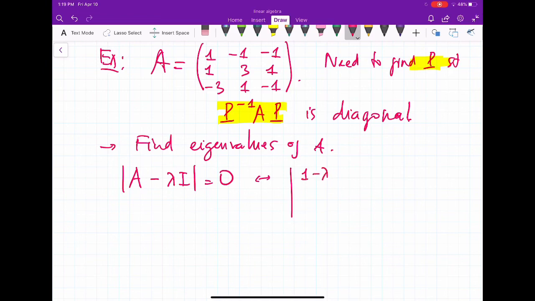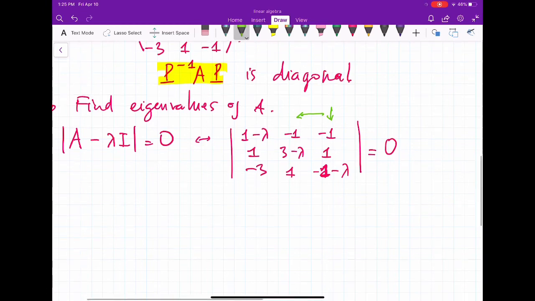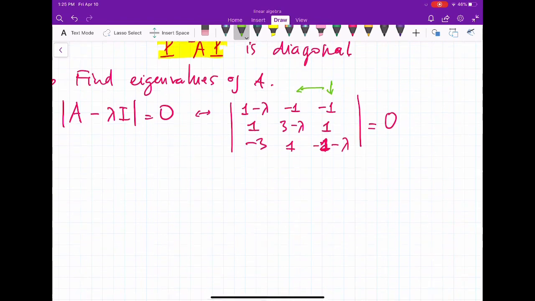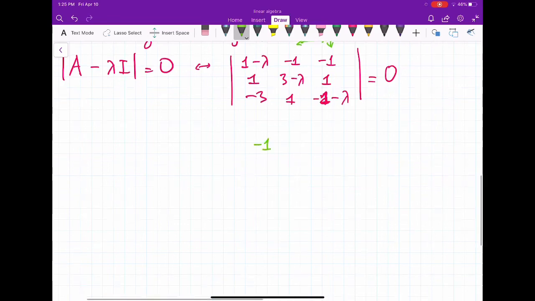So I have 1 minus lambda, -1, -1, 1, 3 minus lambda, 1, -3, 1 and -1 minus lambda. And I set it equal to 0. So I want to make more zeros in this matrix and then find the determinant. So I can multiply the third column with -1 and add to the second, and the third column with 1 minus lambda and add to the first.